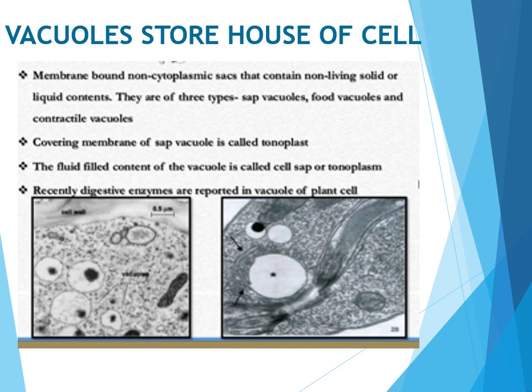Next, vacuoles. Vacuoles are also membrane-bound organelles present in eukaryotic cells. They are of different types depending upon the storage material present in them. Sap vacuoles, food vacuoles, contractile vacuole. Membrane outside the vacuole is known as tonoplast. Inside fluid material is known as cell sap, and these vacuoles, they help in maintaining osmotic pressure of the cell, as well as they help in storing different materials, waste materials, food materials, and many other materials.